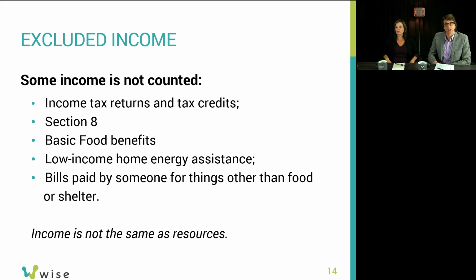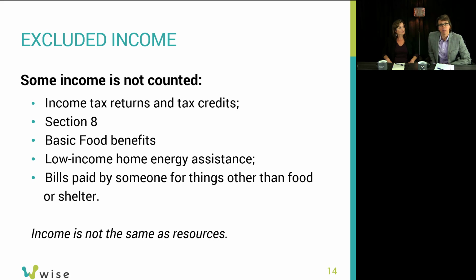So there are exceptions to the income that Social Security looks at. This is excluded income. Here are some examples: income tax returns and tax credits. For example, it wouldn't make sense if you got a tax return from the government and then they turned around and reduced the person's SSI. So that's considered excluded income. Same as Section 8 and basic food benefits. We talked about that earlier. That type of public assistance generally does not affect the SSI. Same as low-income home energy assistance.